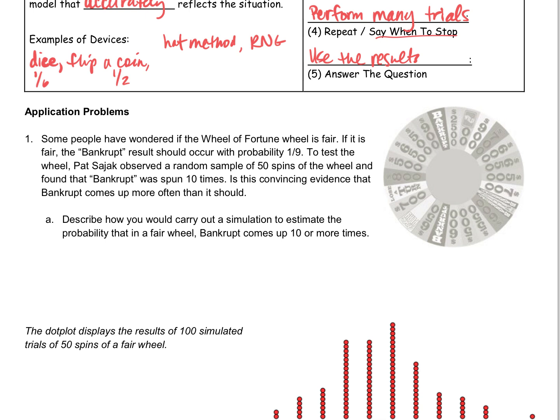All right, so we need to set it up to reflect the correct probability. What does it say the correct probability of a bankrupt is? 1 out of 9. Okay, so 1 out of 9 doesn't work with a die, does it? Because it's only 6 sides. It doesn't work with flipping a coin. So this is an example of where you would use a random number generator to help you. All right, so we're going to assign the numbers, whether it's bankrupt or not bankrupt, right? All we care about on the wheel is whether it lands on bankrupt or not. How many bankrupts out of 9 are there? 1, based on that probability, right?